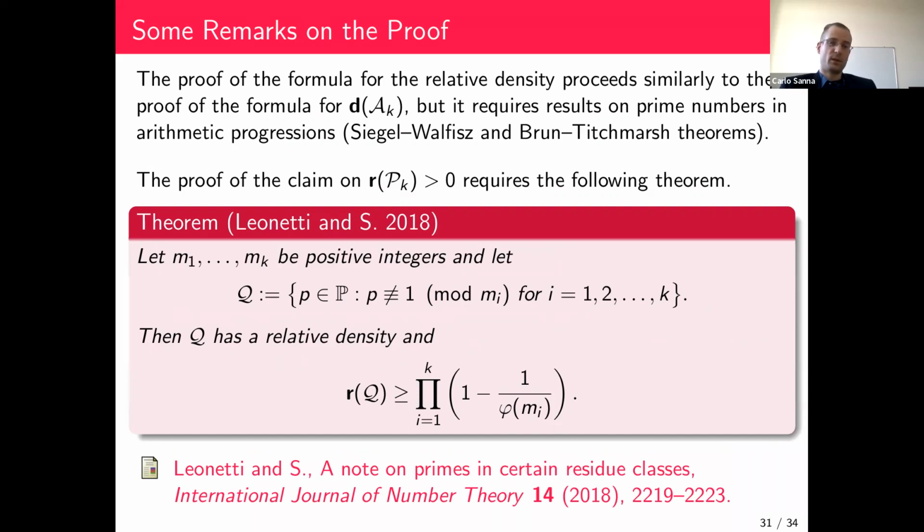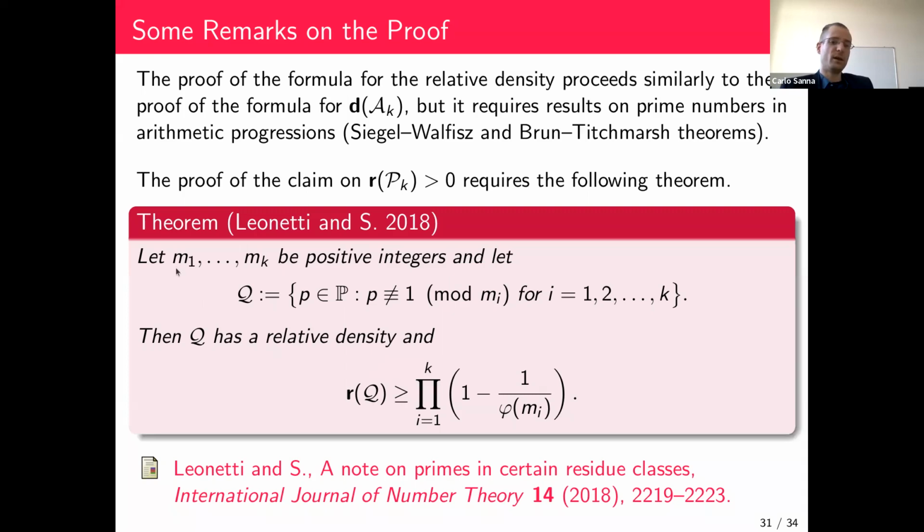However, the proof of the claim on the positivity of the relative density is different, because it requires the following theorem that Leonetti and I proved previously, but for unrelated reasons. This plays a role similar to the theorem with known multiples, which was used in the other proof. So let's see what it says.